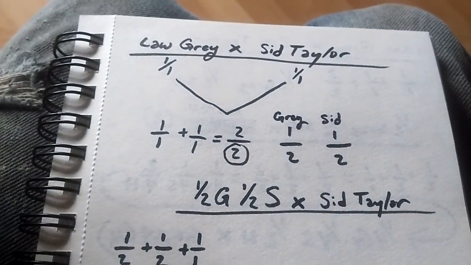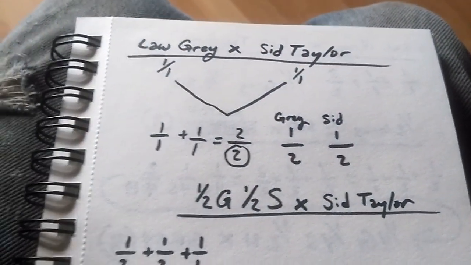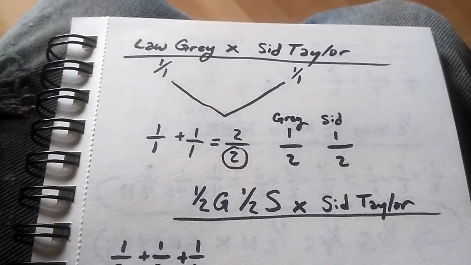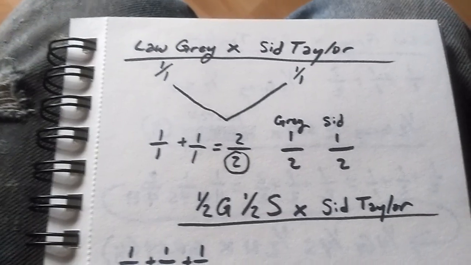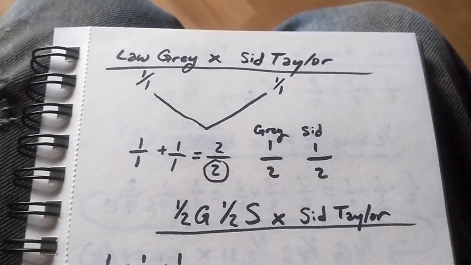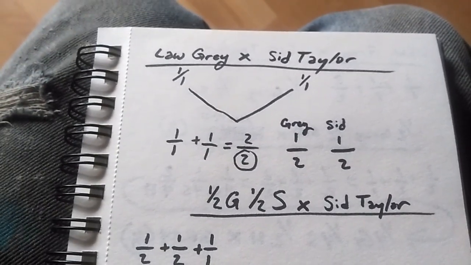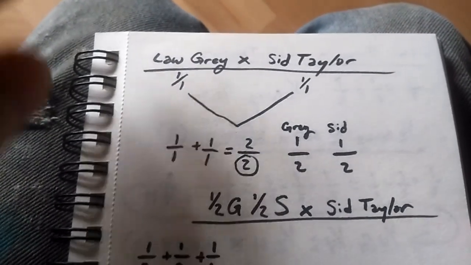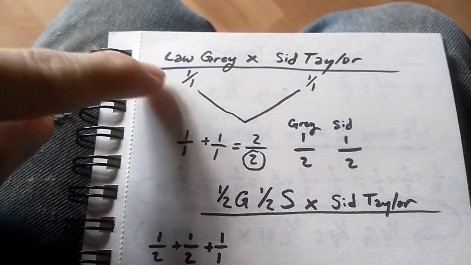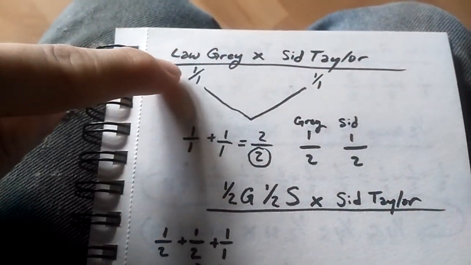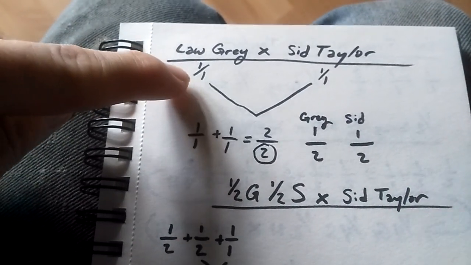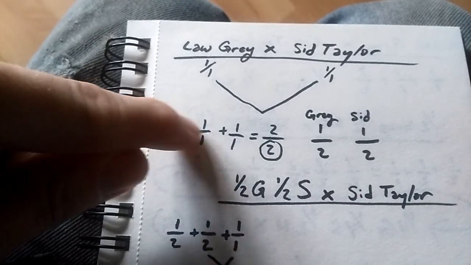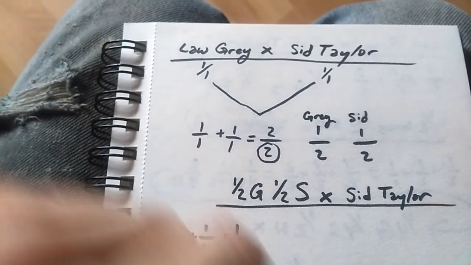I'm going to start off with just a half and half cross, and then I'm going to breed it back to one side in this example. So I've never been good at math, but fractions have always stuck with me, and I don't know why. But here's how you do it. So we're going to cross a log gray to a Sid Taylor. So each one of these birds is pure, so that's 1 of 1. Okay, now you're going to take those two 1 of 1s and add them together.